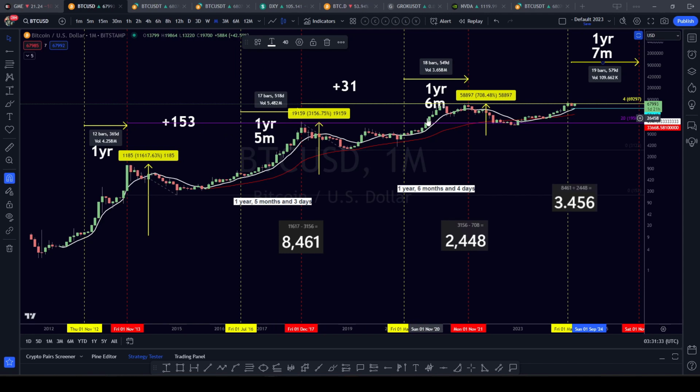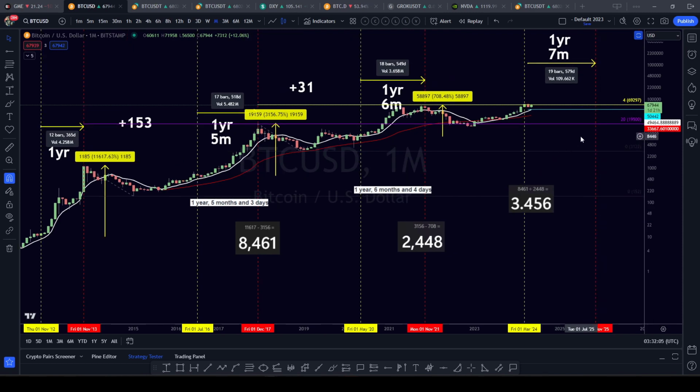Now with the data provided, the difference between this percentage and this percentage is roughly a multiple of 3.456. This is important to potentially give us what the all-time high could be for November 2025. Now, if you did the math, this is a decrease factor of approximately 3.68 times. And this is a decrease factor of approximately 4.46 times.